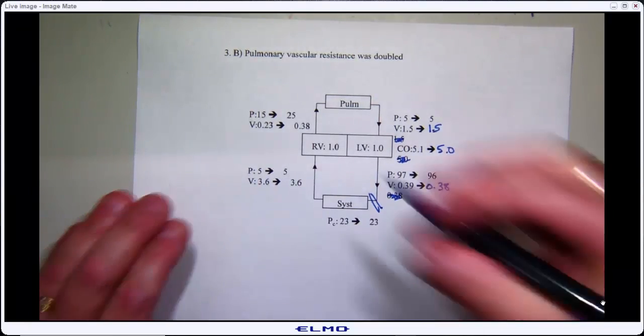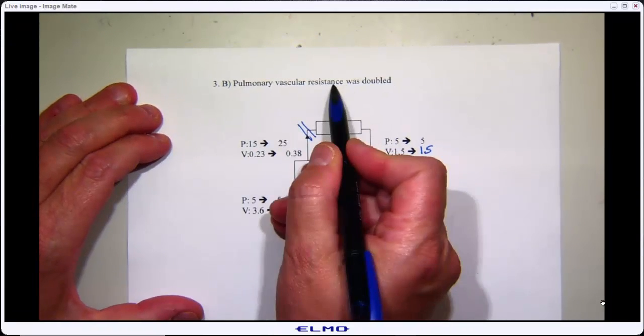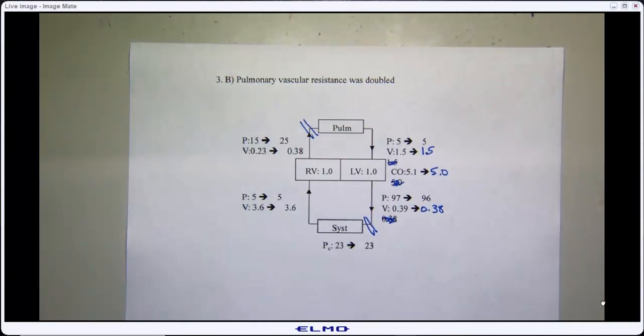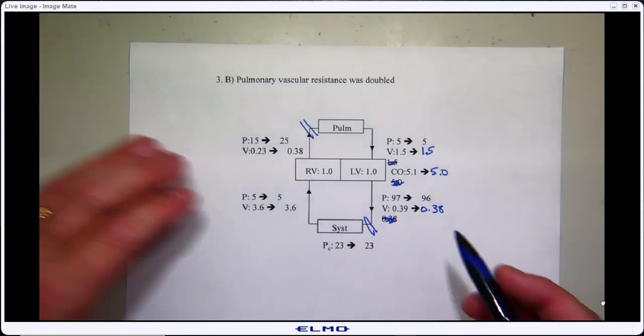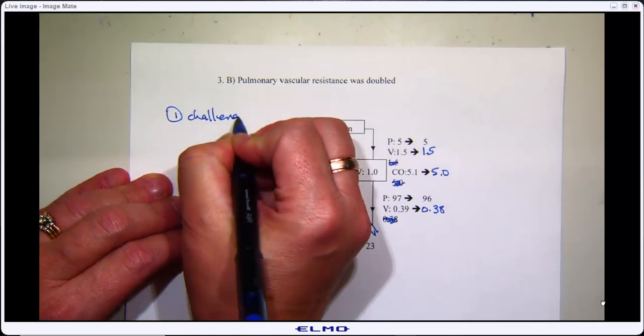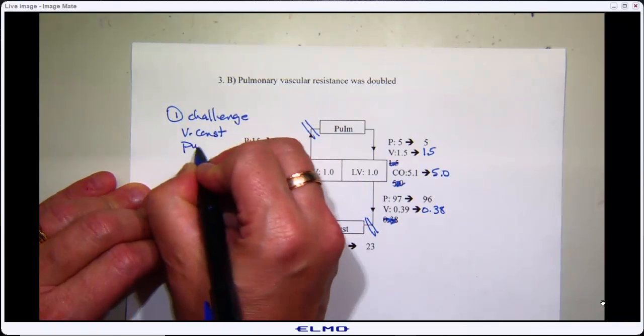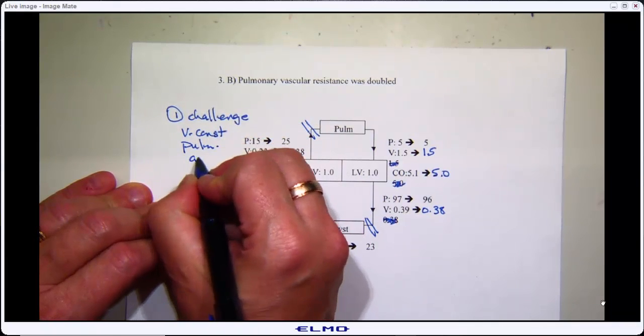We also do have resistance up in the pulmonary vasculature. There's resistance arterioles up there. We don't talk about them much, though. And this would be why. This is an example of pulmonary vascular resistance was doubled. So we went in here, we've got some wicked vasoconstriction of the pulmonary arterioles.